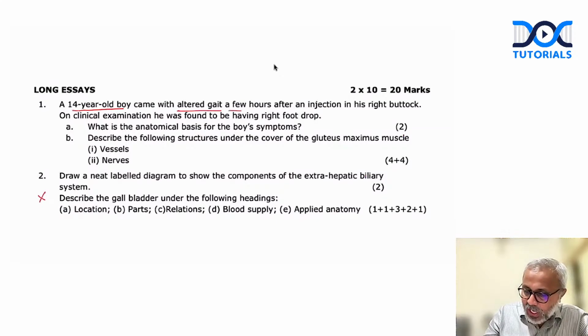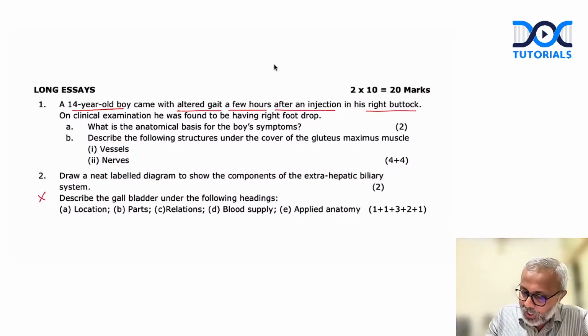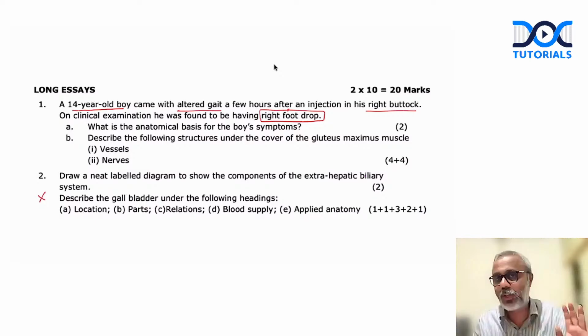He came with an altered gait few hours after an injection in his buttock. So a possible case of inadvertent intramuscular injection in the gluteal region. On clinical examination, he was having right foot drop. Now, this is interesting, right? So the examiner is directly giving right foot drop.